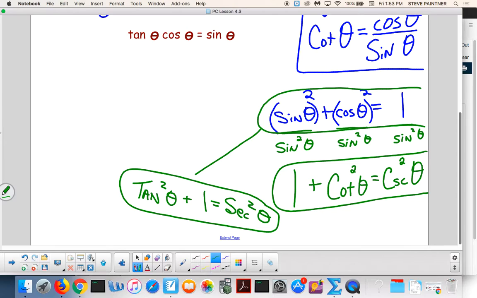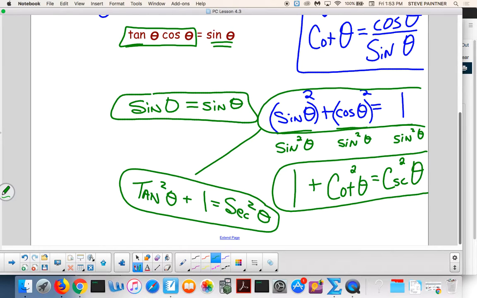All right, this is the one identity I'd like you to prove to me. I want you to prove that tangent of theta times cosine of theta is really equal to sine of theta. So at the very end, I want sine to equal sine. How does this equal that?